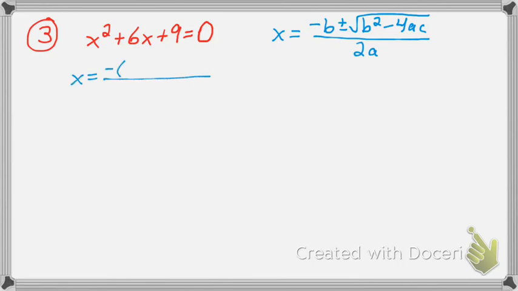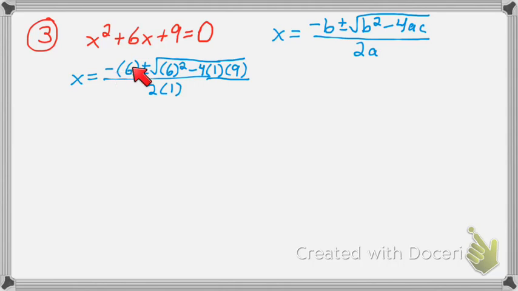So where it's negative B, it's going to be negative 6 plus or minus the square root of B squared minus 4AC. So that's going to be 6 squared minus 4 times A is 1 and 9 is C. All over 2 times A is 1. And now I start simplifying things down.